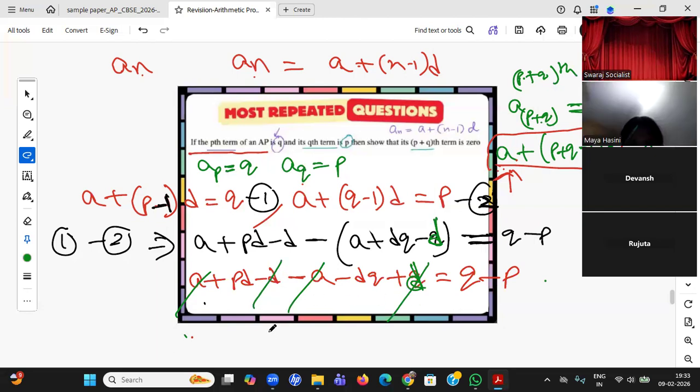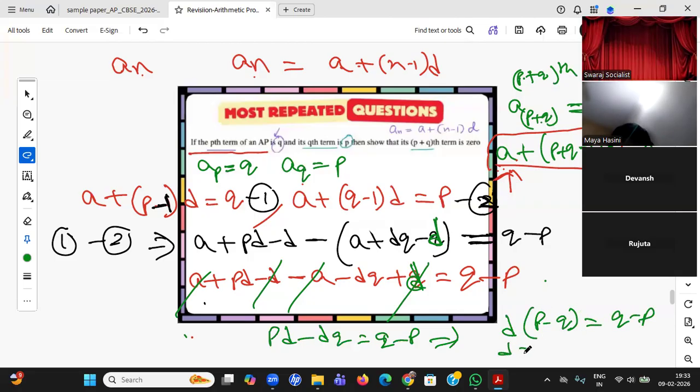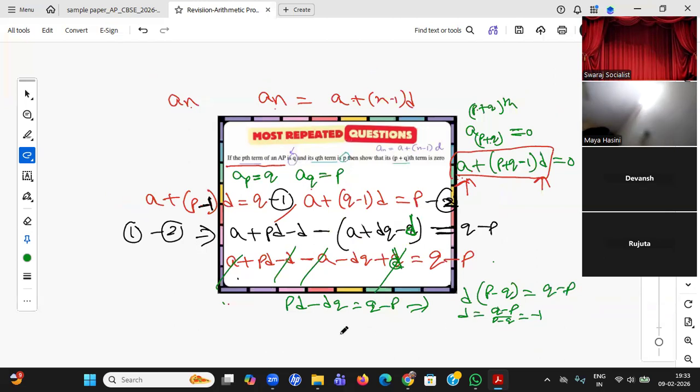What am I getting? I'm getting pd minus dq equal to q minus p. Can I find d? Yes. If I take d common, d into p minus q equals q minus p. So d equals q minus p by p minus q, which is minus 1. So I got d equal to minus 1. Any doubt? This is arithmetic. If you do it, you'll get it; if you just observe, you won't.